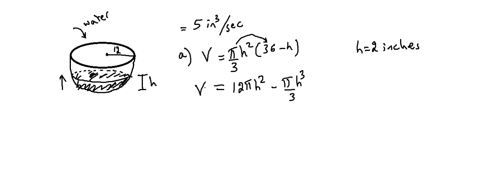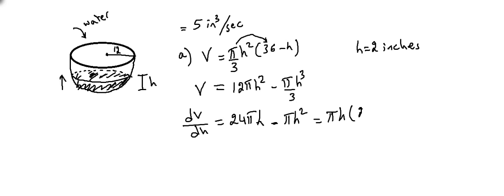Let's find the derivative of this. This means we need to find the derivative according to height, right? What is the derivative with height as the variable? It's 2 times 12, which is 24 pi h, minus 3 times 1 over 3, which is pi h square. That's nice. We can take pi h as common. We're left with 24 minus h.